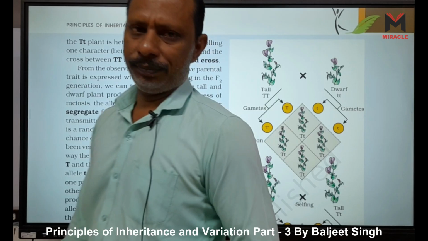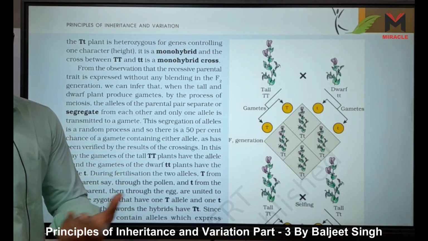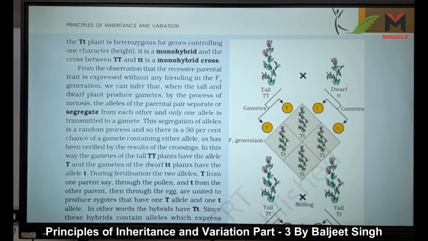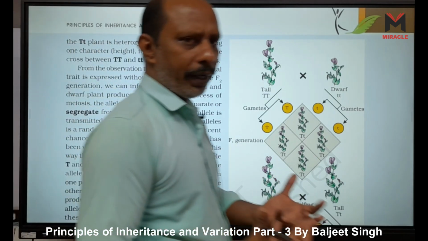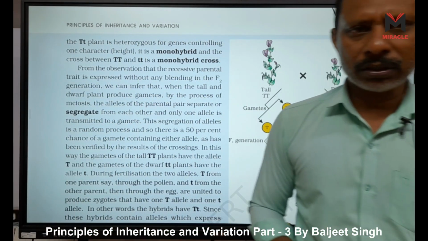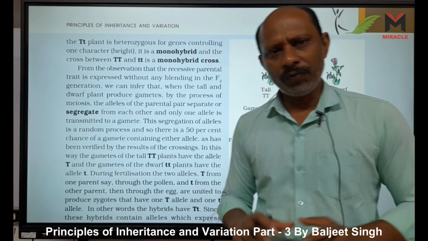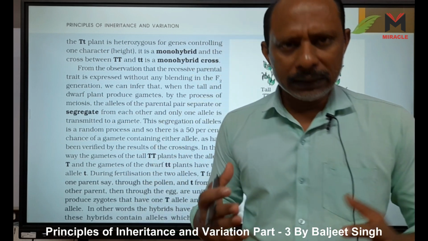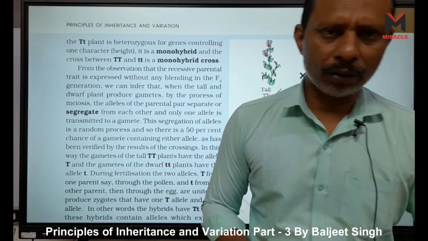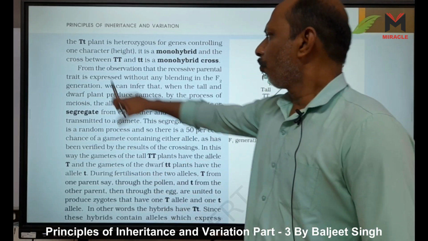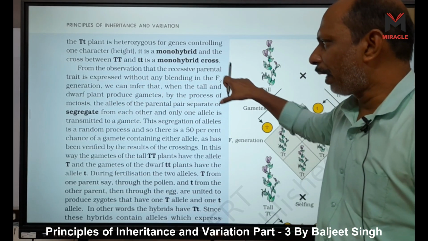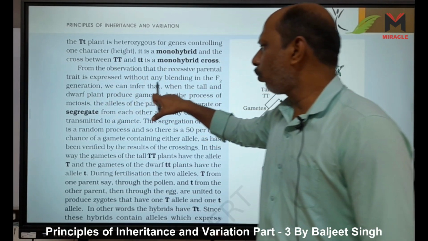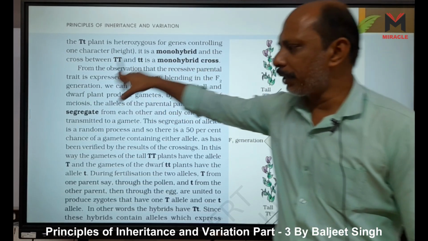Mono means one, hybrid means contrasting traits, right? If we use two traits, then it is called a dihybrid cross. If we use three traits, then it is called a trihybrid cross. Four is tetrahybrid, five is pentahybrid, and so on, which means a polyhybrid cross. Okay. From the observation that the recessive parental trait is expressed without any blending in the F2 generation.